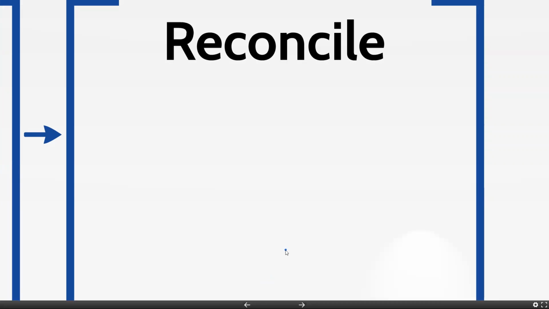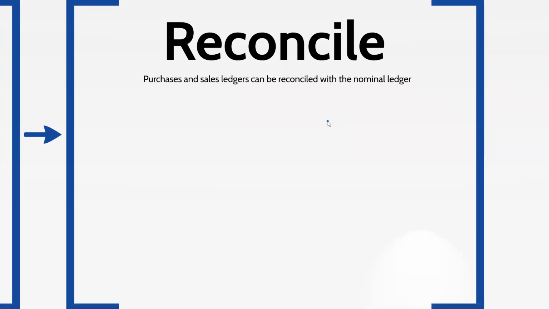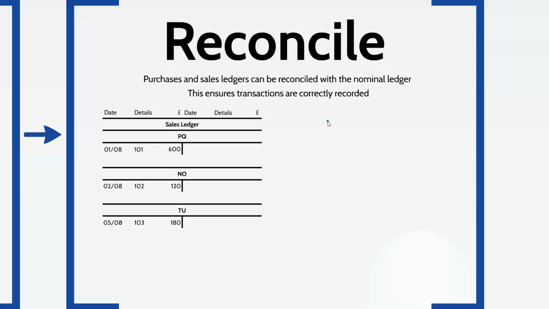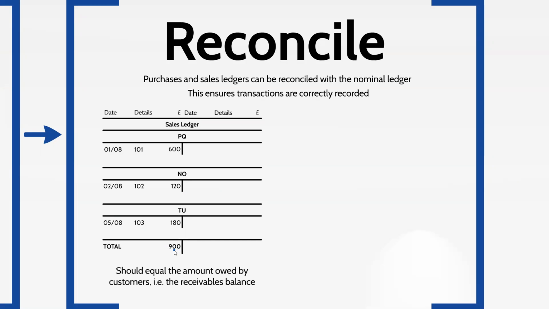Finally, the last step of the process that we can deal with in this question relates to the reconciliation of these two accounts. Now, the reconciliation of our purchase and sales ledgers with the relevant accounts in the nominal ledger is essentially a method by which businesses can ensure that their transactions are correctly recorded, okay? So what we're going to do is bring up our sales ledger. As we can see, this totals £900 at the bottom of the screen here. And then we're going to reconcile this. We're going to compare this with the totals that we brought up in our receivables balance.